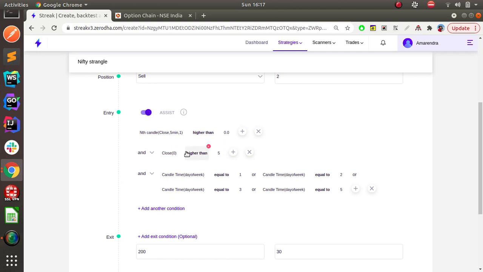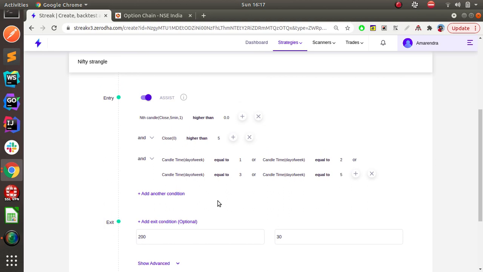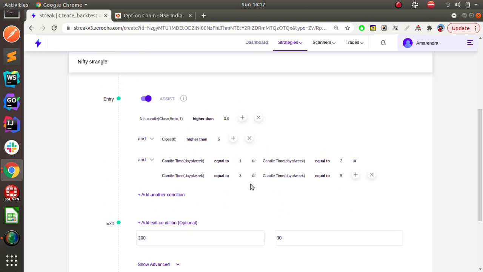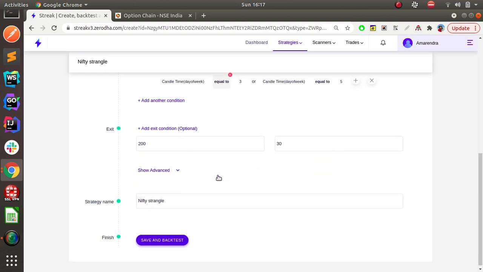Okay, along with this, we don't want to enter this strategy on Thursday. Because I observed this, instead of doing it on Thursdays, let's enter on Fridays around 9:25, so that you may not be in much gap. You may avoid some failures or some losses. Okay, so candle time, what I did, 1, 2, 3 and 5. I skipped 4, which is Thursday. So this means Monday, Tuesday, Wednesday and Friday this strategy can enter.